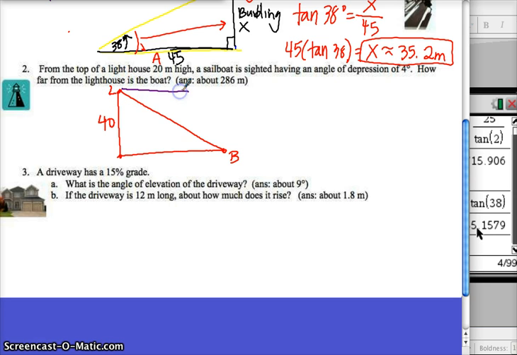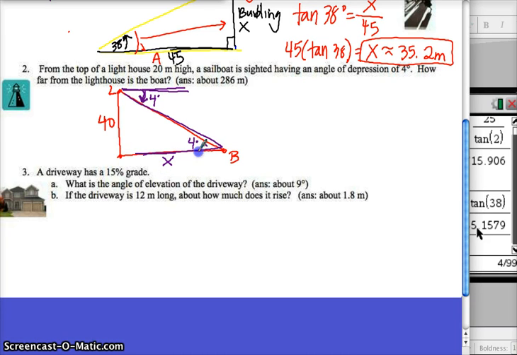So be careful. This time my angle of depression is on the outside of my right triangle, right? Think of the person in the lighthouse looking straight ahead and then looking down to the sailboat. What angle did their eyes shift down, or their chin shift down, to look at the sailboat? That would be 4 degrees. Which means if we follow this Z down, this angle of elevation here in the bottom right corner would also be 4 degrees.